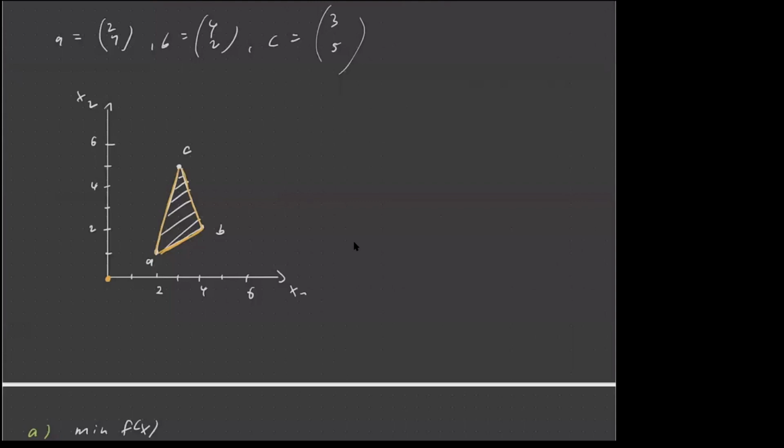Let's start with the connection AB first. So here we have our AB. The connection between A and B is basically just the difference B minus A. So the direction of this line is (4, 2) minus (2, 1). So we get (2, 1) again. This vector here, the vector (2, 1), is anchored at the point A in this case.